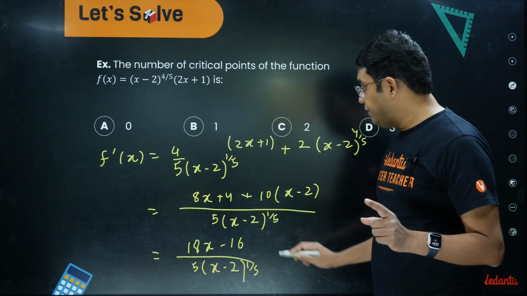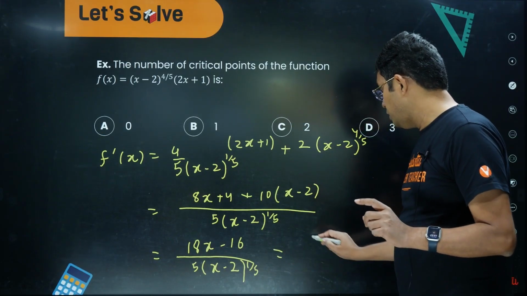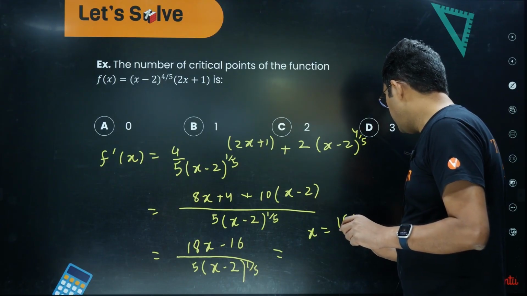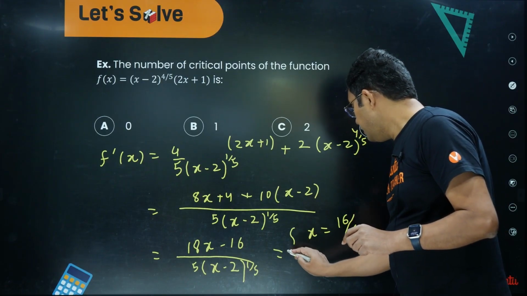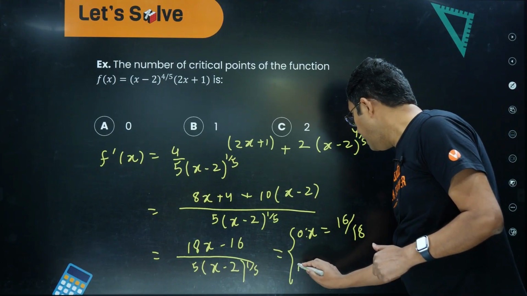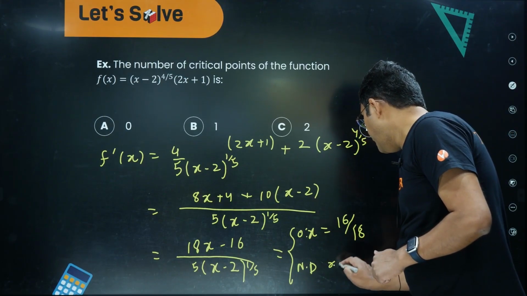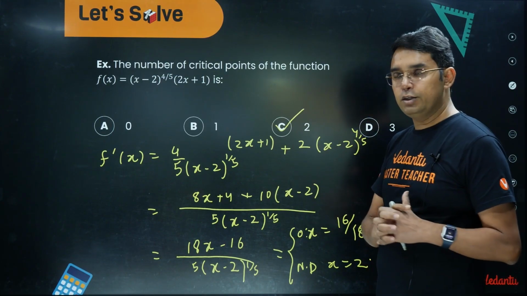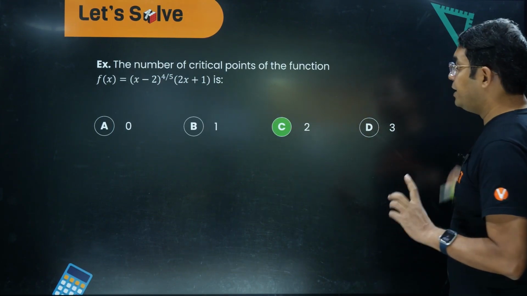So this derivative is equal to 0 at x equal to 16 upon 18, and it is not defined when x is equal to 2. So these are the 2 points where we have critical points. Okay, dear students, this can be done directly also.